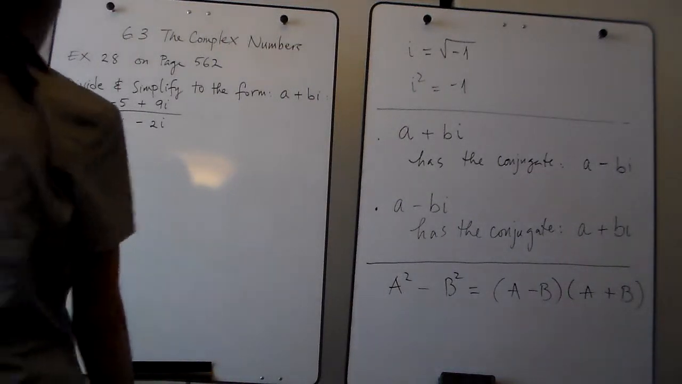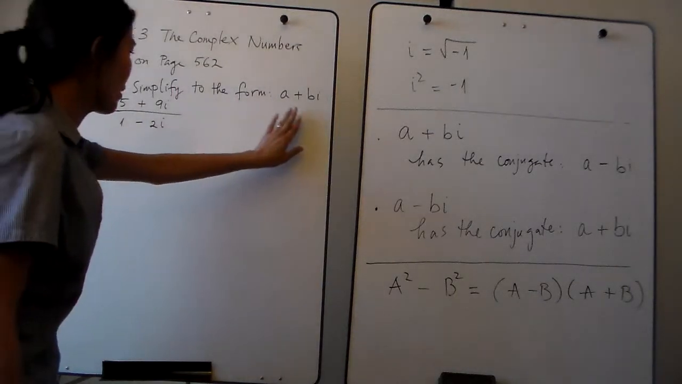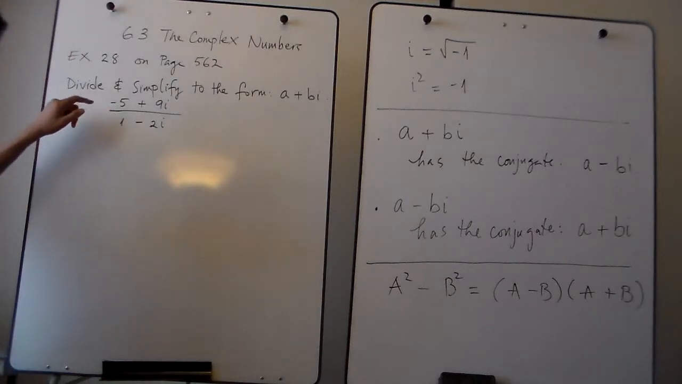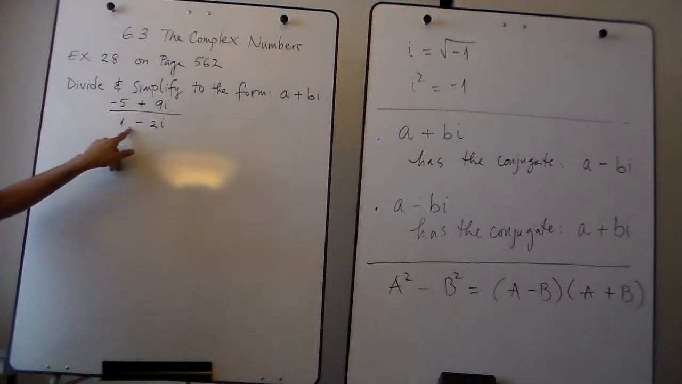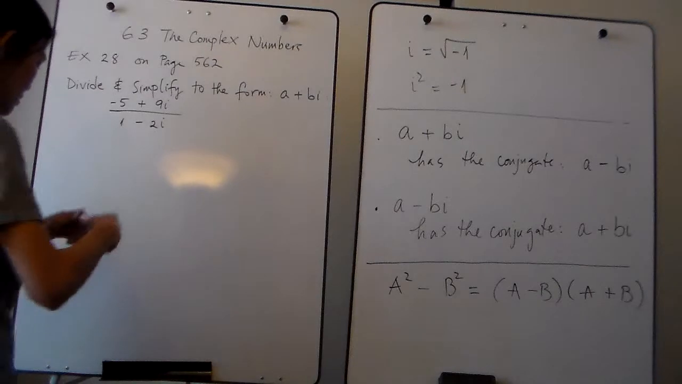Example 28 on page 562: divide and simplify to the form a plus bi. So we try to obtain the complex value as an answer here. We're given a quotient of -5 plus 9i divided by 1 minus 2i. So basically, a complex number divided by a complex number.